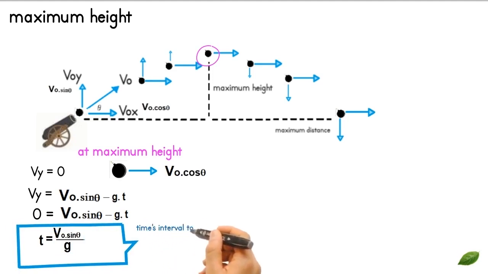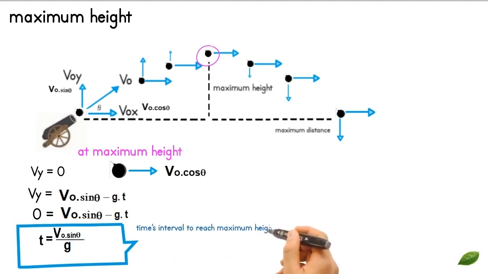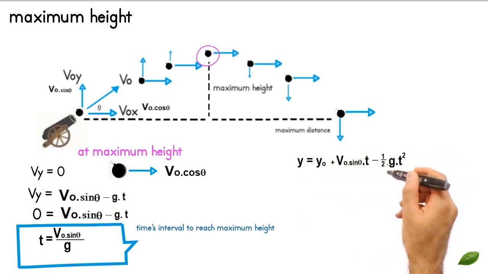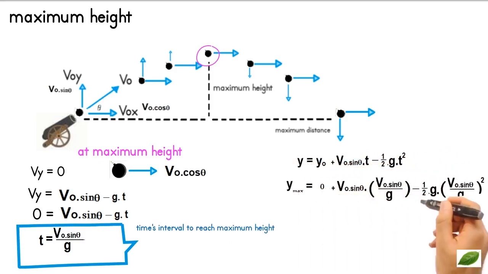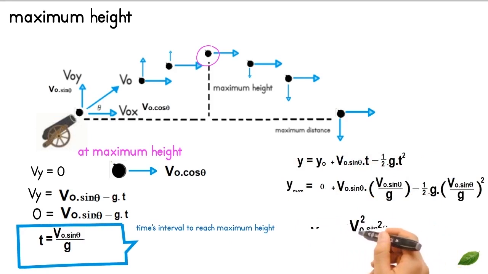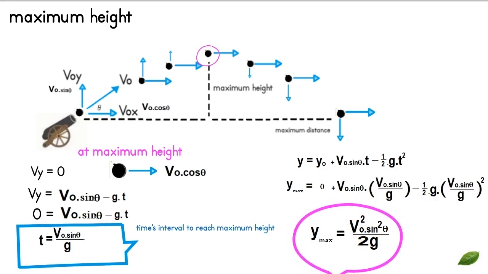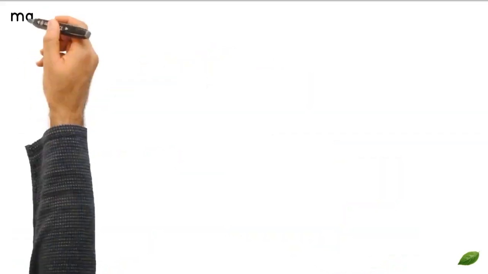So y equals y0 plus v0 sine theta times t minus half times g times t squared. We put the time interval into this equation, and then we get the maximum height: v0 squared sine squared theta divided by 2g. That's the maximum height of parabolic motion.